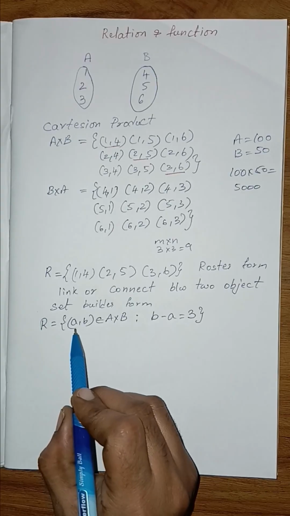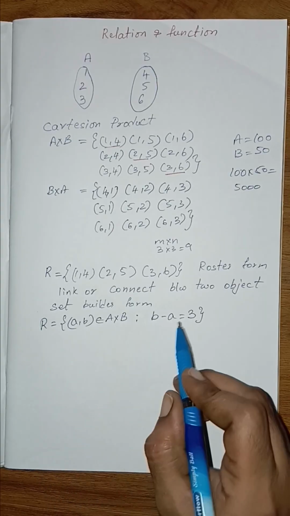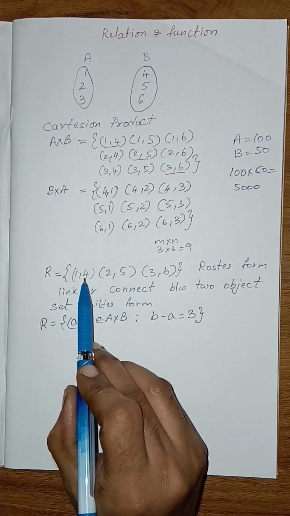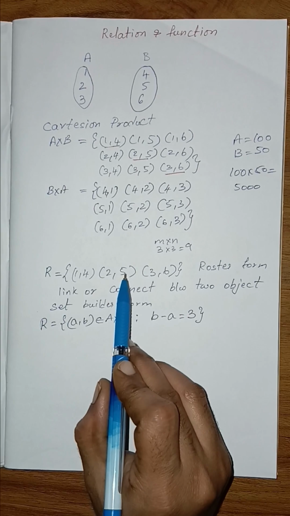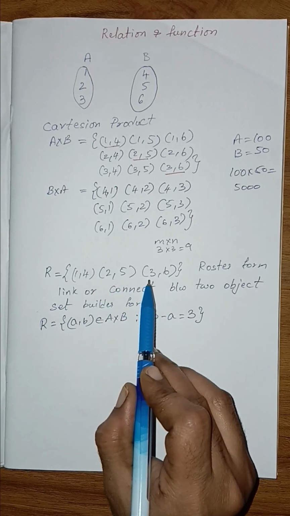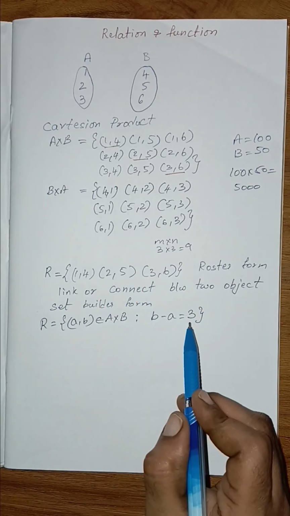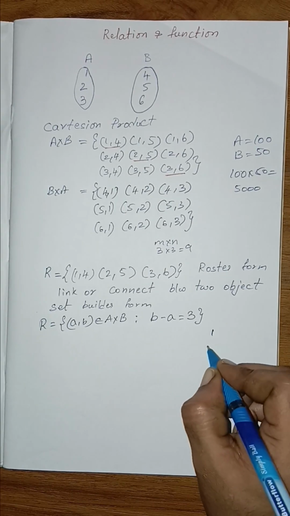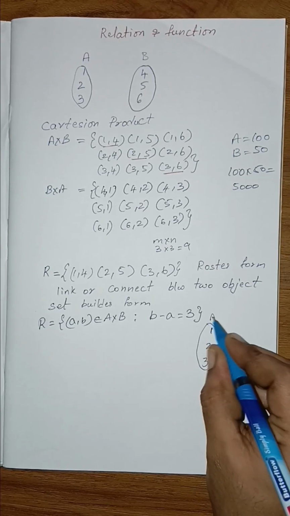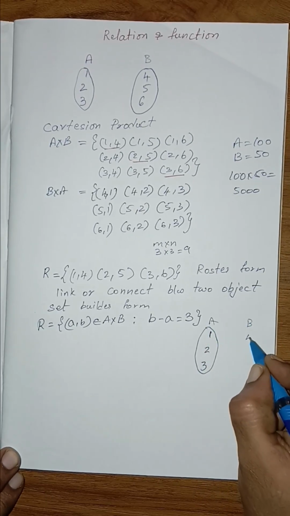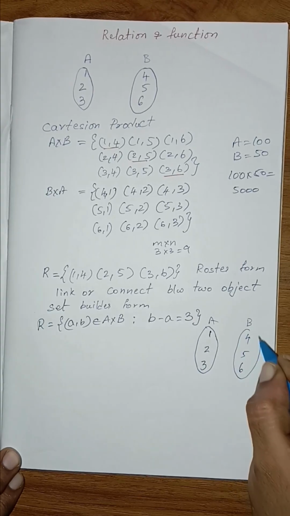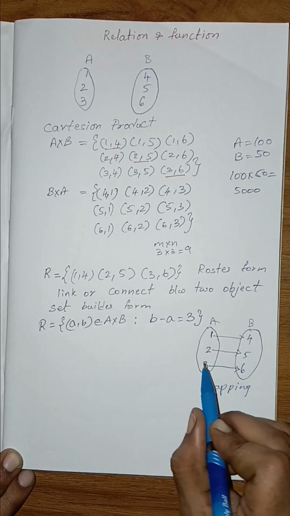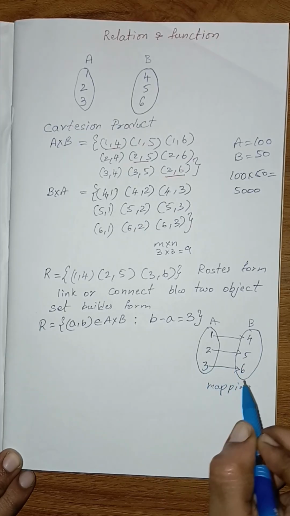So here the relation tells that a comma b belongs to A cross B only if b minus a is 3. So here we have taken these three elements: 4 minus 1 is 3, again 5 minus 2 is 3, 6 minus 3 is 3. So this is my relation. If you want, we can write it in another method, where 1, 2, 3 belong to set A and 4, 5 and 6 to set B. So this is called mapping. So here 1 is related to 4, 2 is related to 5, 3 is related to 6.